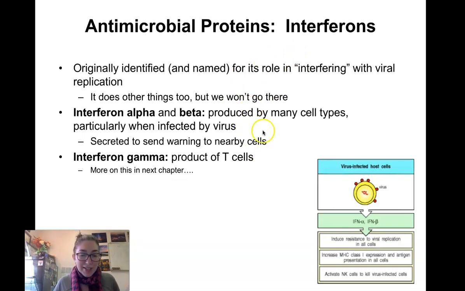One of these cytokines that I was telling you about are these interferons. So interferons, there's different classes. You've got interferon alpha, interferon beta, and interferon gamma. Alpha and beta are the ones that we're going to talk about in this chapter. The reason it's called interferon is because it interferes with a virus's ability to replicate.